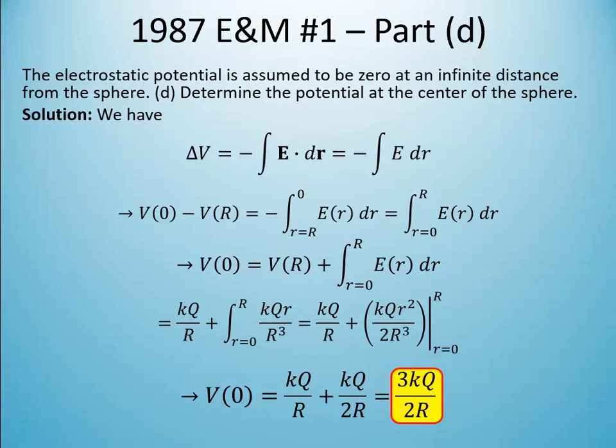So that is how the points were distributed in number 1 of the 1987 AP Physics C E&M AP exam. So if you have any questions, please let me know.